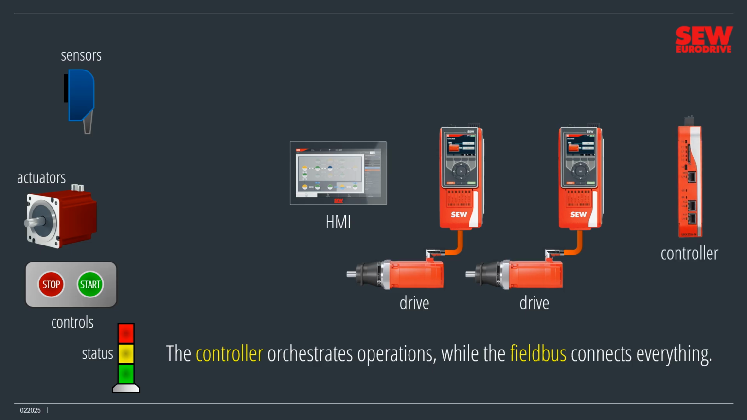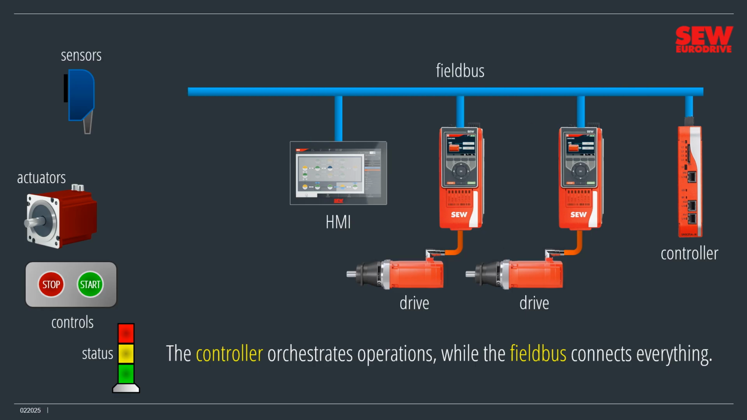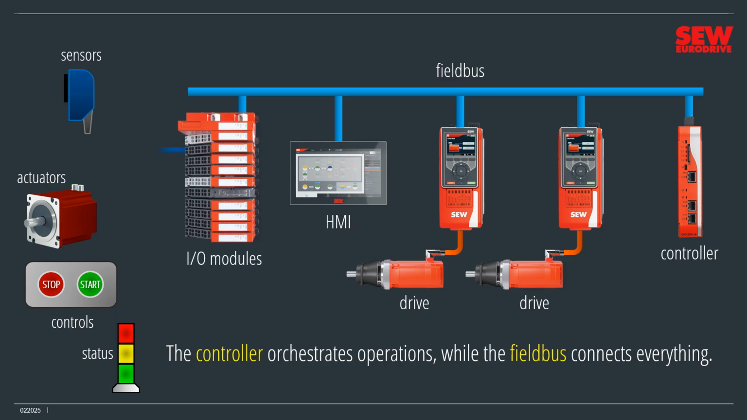The controller is a small industrial computer running a control program. The field bus is an industrial network that provides the communication infrastructure for all the devices making up the machine. The controller sends commands to the machine's drives over the field bus. I/O devices may connect directly to the controller or they may communicate with it through field bus connected I/O modules.